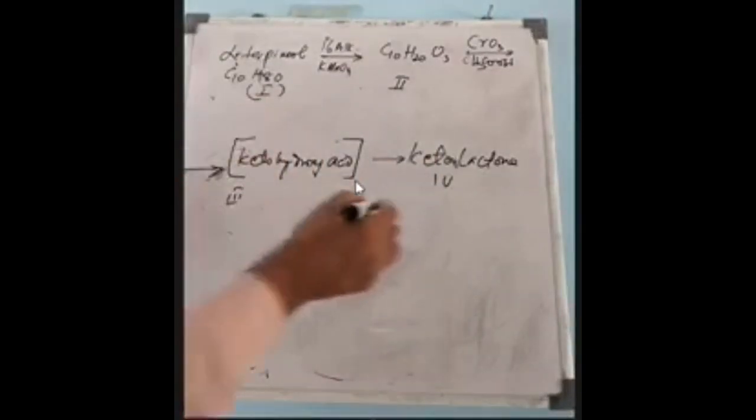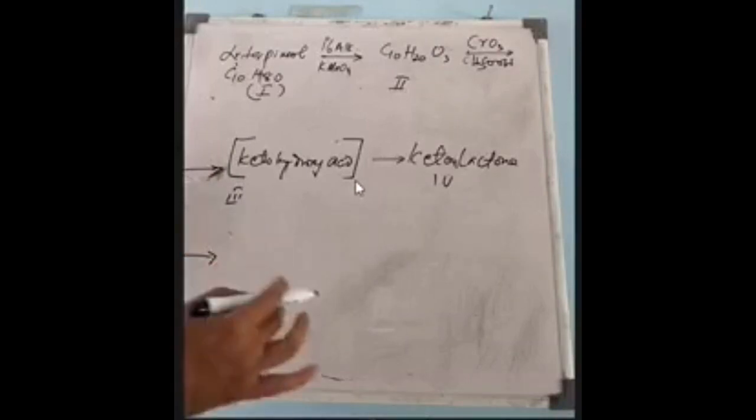And when this ketolactone, which we gave the number 4, was treated, it was warmed with alkaline, the same potassium permanganate.